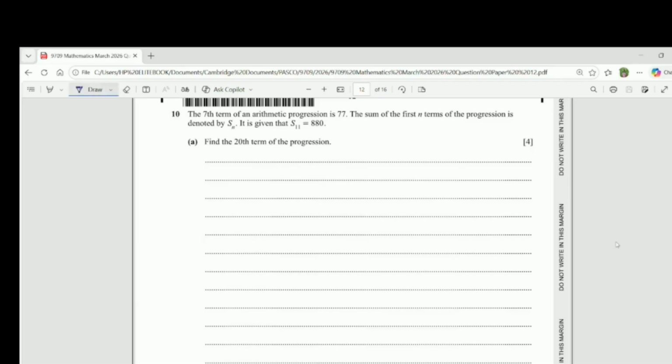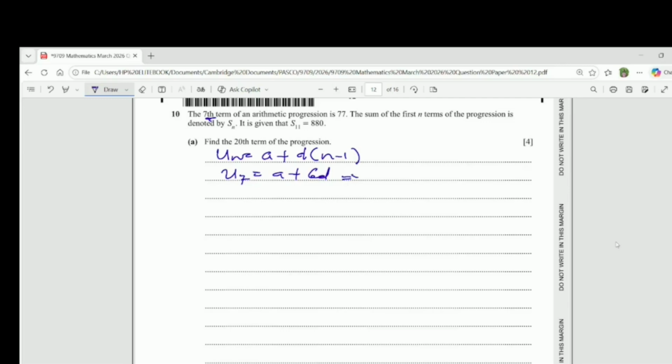So since this is an AP, we're going to start with our formula. We know the nth term of an AP is un is equal to a plus the common difference times n minus 1. And over here we have the seventh term, which is u7. So u7 is equal to a plus, n is 7, so 7 minus 1 is 6, so we have 6d here. And then the question says u7 is equal to 77. So we have our a plus 6d is equal to 77. Let's name this as our first equation, or equation 1.